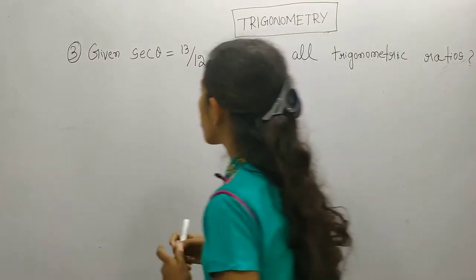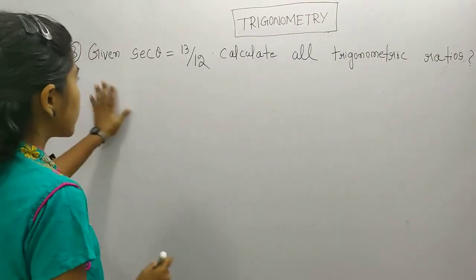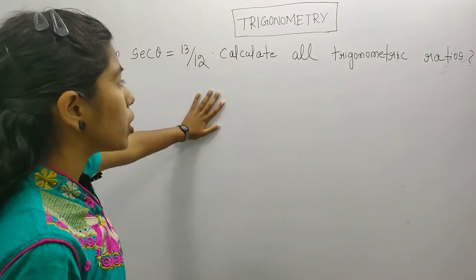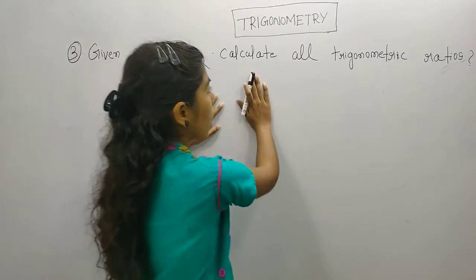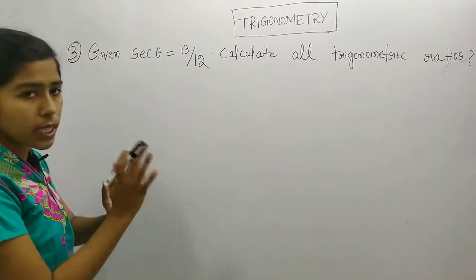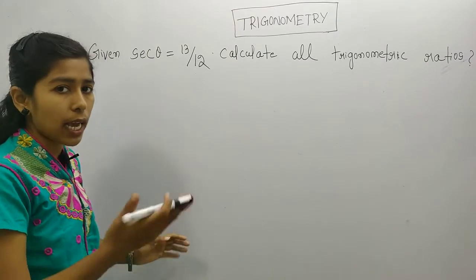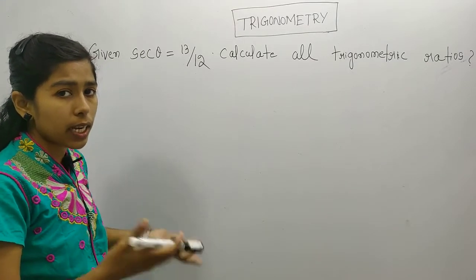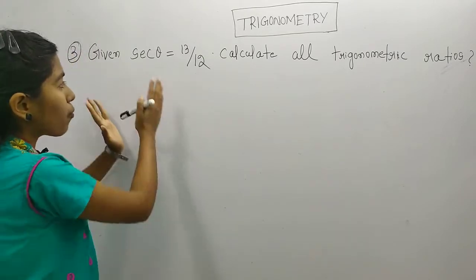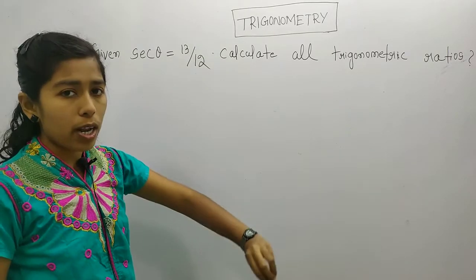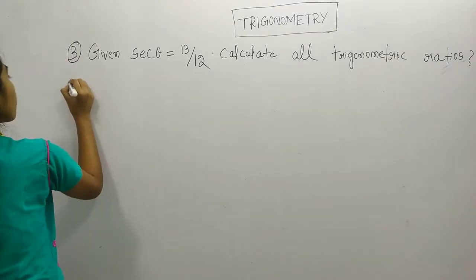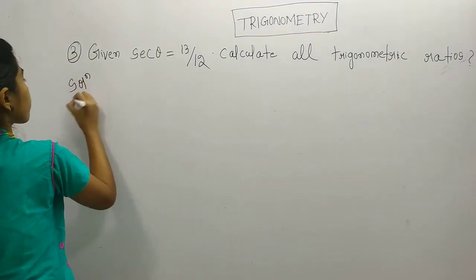So here our question is given sec theta only. Sec theta is equal to 13 by 12. You have to calculate all the trigonometric ratios. That means all the 6 ratios are there with us: sin theta, cos theta, tan theta, cot theta, cosec theta. These are remaining now. So from sec theta you have to find out all those ratios. Let's see how we will find the solution.